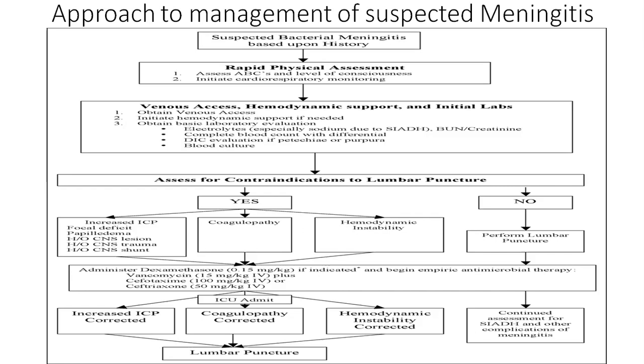And then we begin empirical antimicrobial therapy. So normally the patient will be put on vancomycin 15 milligrams per kg body weight intravenously, plus cefotaxime 100 milligrams per kg IV, or ceftriaxone 50 milligrams per kg IV. Normally, this is a patient who will be admitted to ICU, and once the raised intracranial pressure is corrected, then lumbar puncture can be done. Or if the coagulopathy is corrected, then lumbar puncture can be done. Or if the patient becomes hemodynamically stable, then we can do a lumbar puncture.